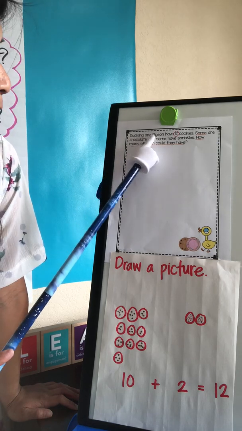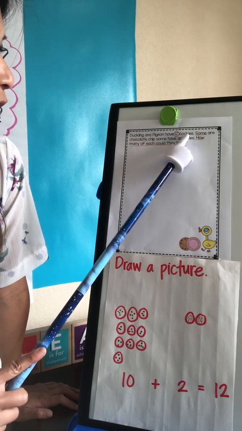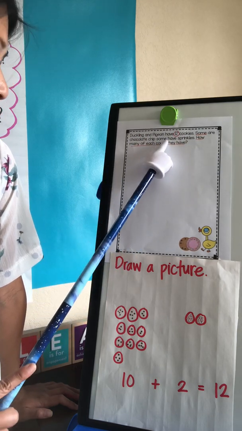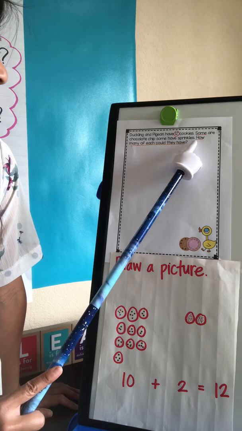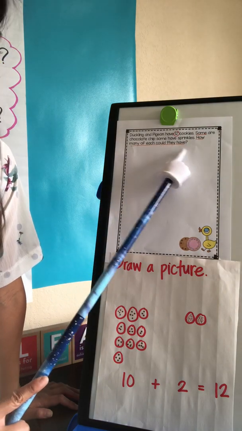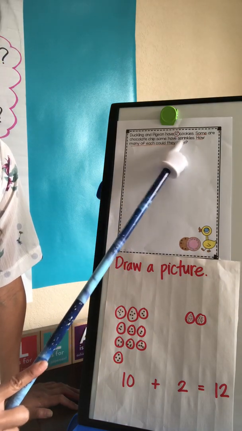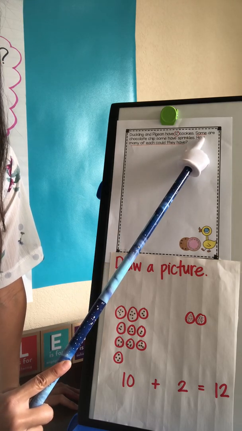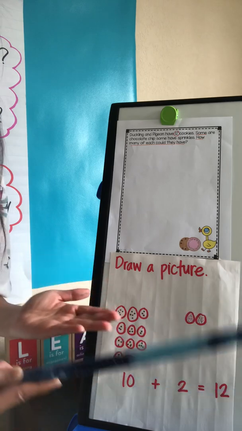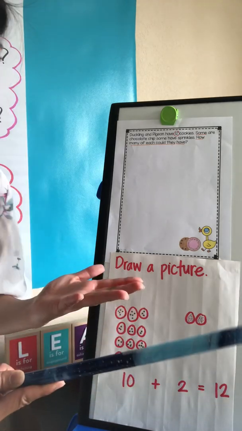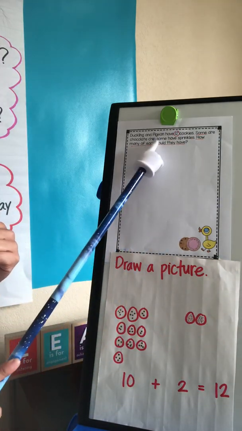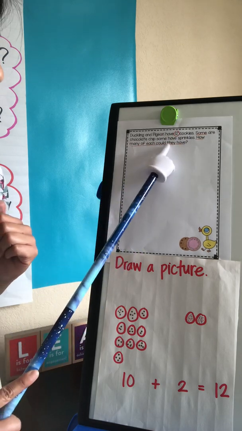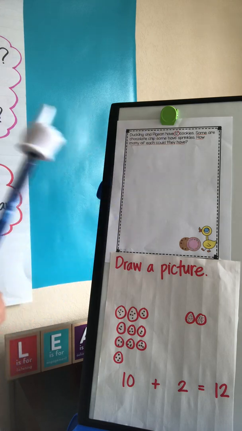It says, duckling and pigeon have 12 cookies. Some are chocolate chip. Some have sprinkles. How many of each could they have? So I circled the number 12 and I underlined the keyword some because that gives me an idea that we don't exactly know what the other numbers are. Some are chocolate chip and some have sprinkles. I underlined how many of each could they have because this is what I'm solving for.